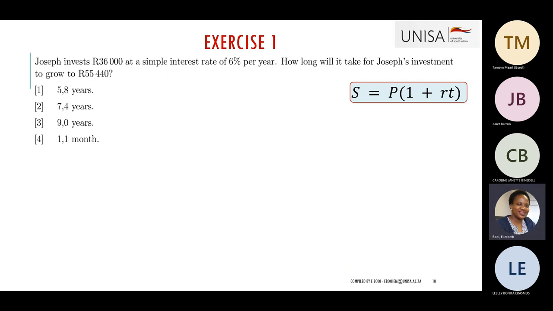Now, what are they asking us to do? They are asking us to calculate how long, and how long is T. So T is multiplying with R and it is inside the bracket. So it means we need to make T the subject of the formula. So we can do this in two ways. I'll do both ways so that you can understand how you can solve the same question if you get them in your assignment or in your exam.